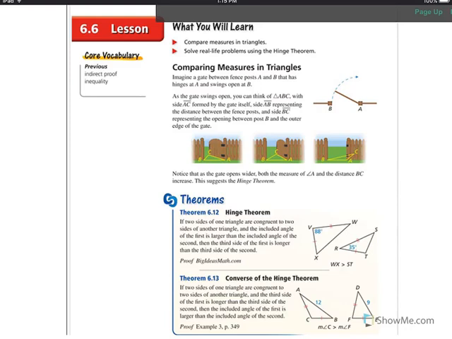Okay, today you're going to be learning about 6.6 inequalities in two triangles. What you're going to learn is that you're going to compare different measures in triangles, and you're going to solve real-life problems using the hinge theorem.